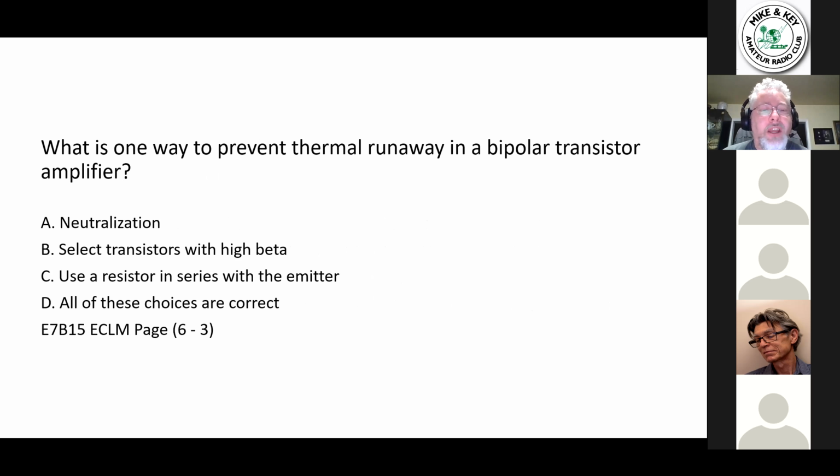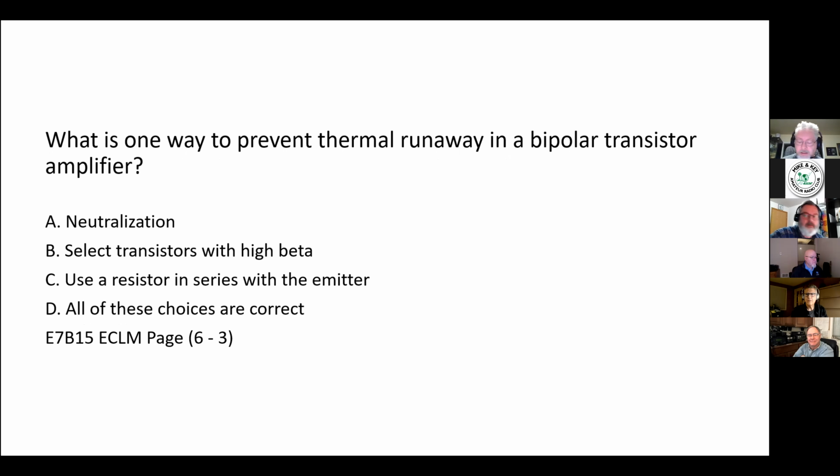What is one way to prevent thermal runaway on a bipolar transistor amplifier? A, neutralization. B, select transistors with high beta. C, use a resistor in series with the emitter. Or D, all of these choices are correct? Charlie. Charlie is correct. Use a resistor in series with the emitter.